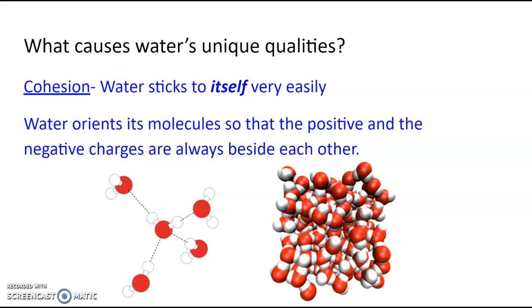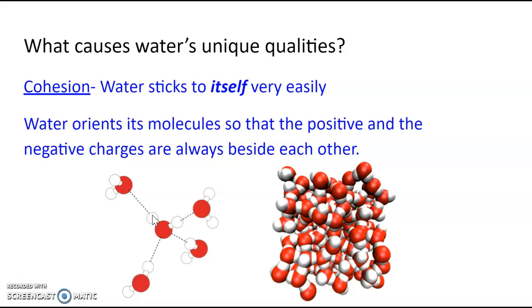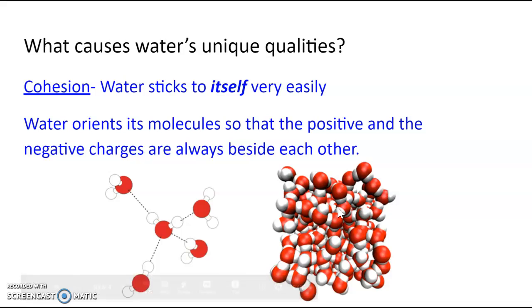And in order for this to happen, water has to orient its molecules, so basically arrange or move its molecules so that the positive and the negative charges are always beside each other. So you can see here red oxygen pointing towards white hydrogen, red oxygen, white hydrogen, white hydrogen, red oxygen, red oxygen, white hydrogen. And you could probably draw a little dash line there too, actually. And then this is more of that 3D representation, just showing how they all get really close together and they're all attracting each other like tiny little magnets.